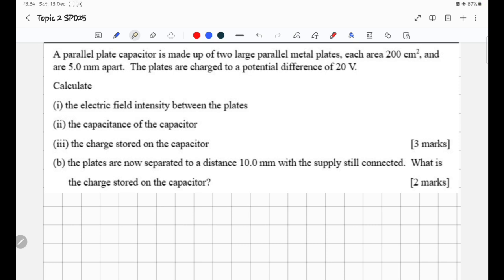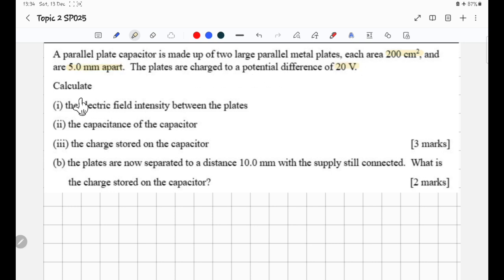Okay, so here I have an example question to show how you can solve problems related to subtopic 2.3. We have a parallel plate capacitor made up of two large parallel metal plates, each of area 200 cm squared and 5 mm apart. The plates are charged to a potential difference of 20 volts.